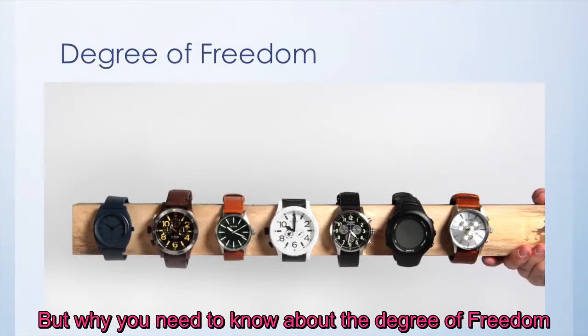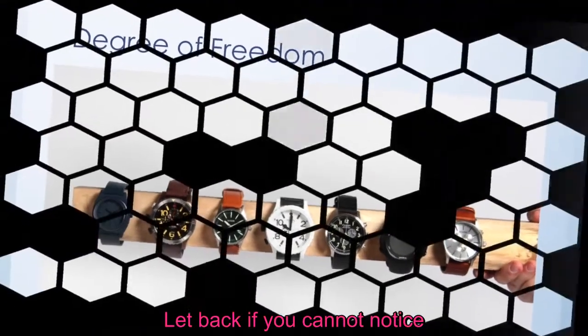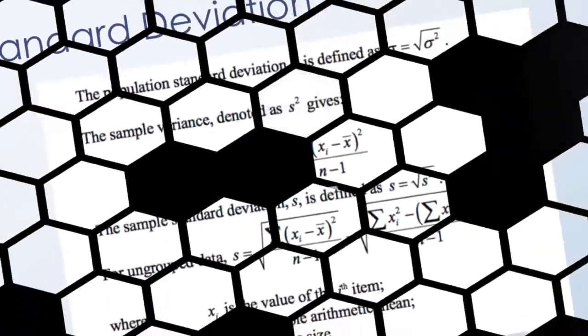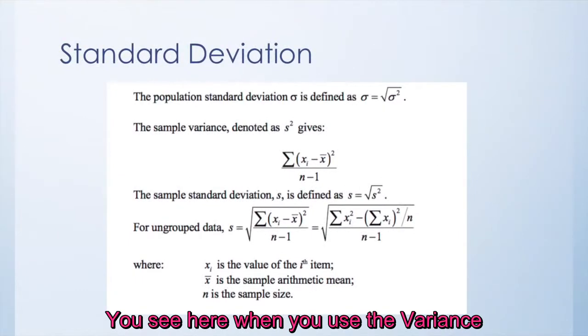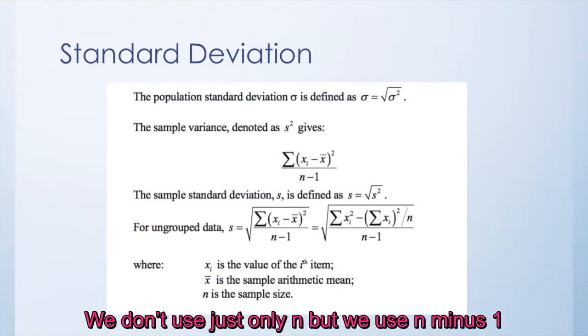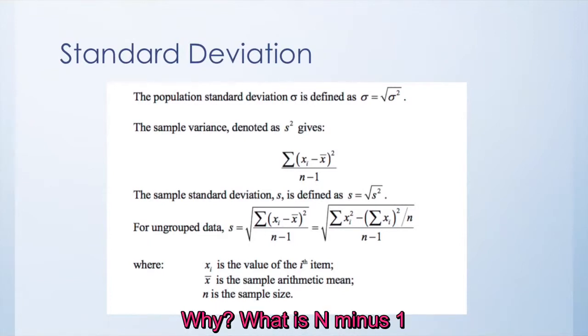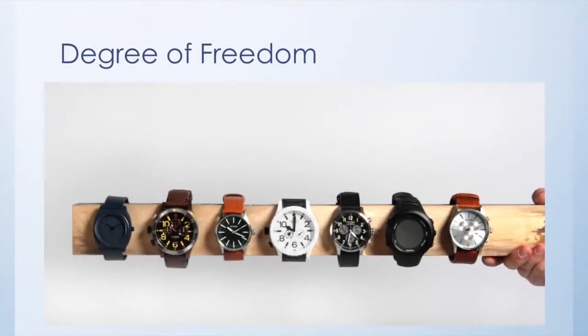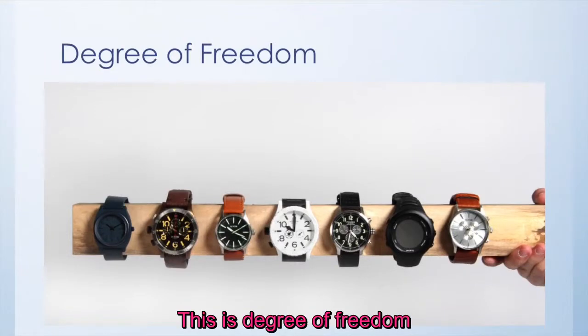But why? You need to know about the degree of freedom. Let's go back, if you cannot notice. You see, when you use the variance or the standard deviation from the sample, we don't use just n, but we use n minus 1. Why? What is n minus 1? Why do we have to minus 1? Okay, let's see again. This is the degree of freedom.